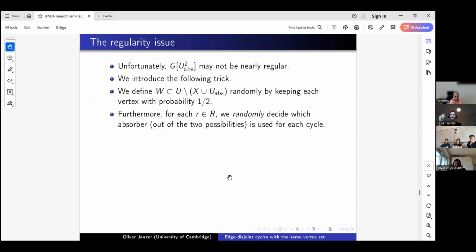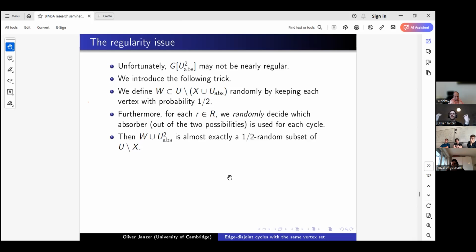And now for each vertex in R that I want to absorb, I randomly allocate which of the two absorbers assigned to that vertex is used for each cycle. So for each R, it's a random decision. That's why I get the random chain of green and red absorbers. And now I claim that W union U_abs 2 is almost exactly a 1/2 random subset.